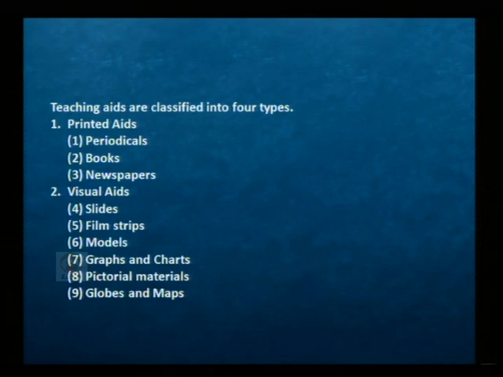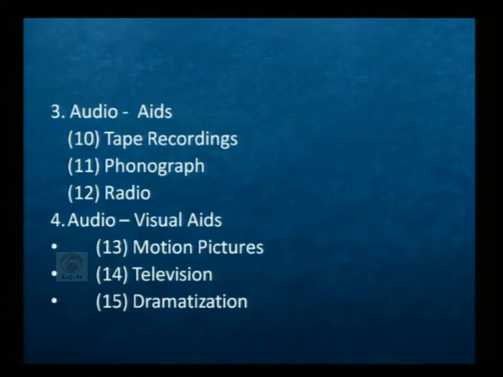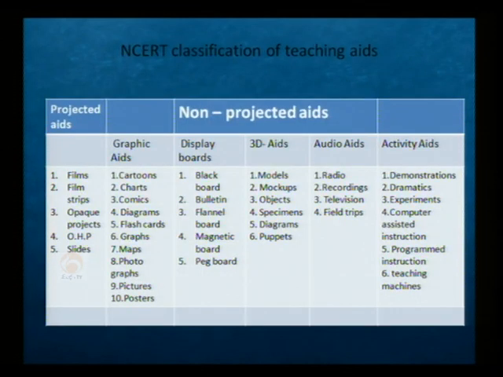There are different types of teaching aids. Based on one classification, there are four types: printed aids, visual aids, audio aids, audio visual aids. According to NCERT, this classification is the major classification. This is the NCERT classification. It has been divided into two types: projected aids and non-projected aids.